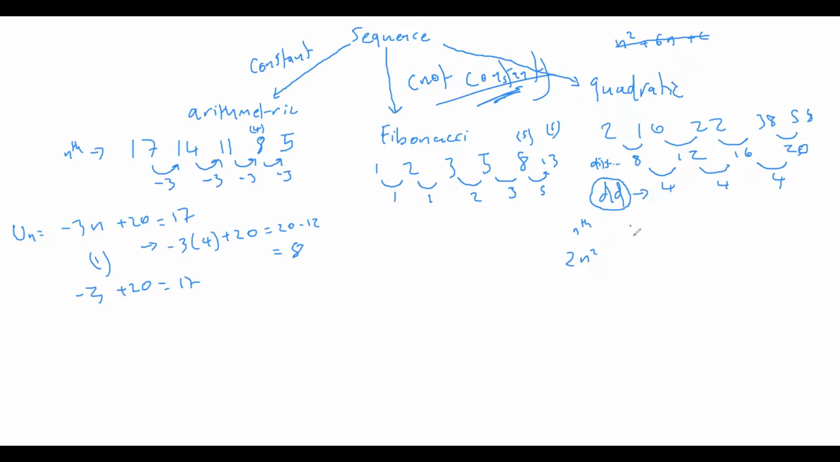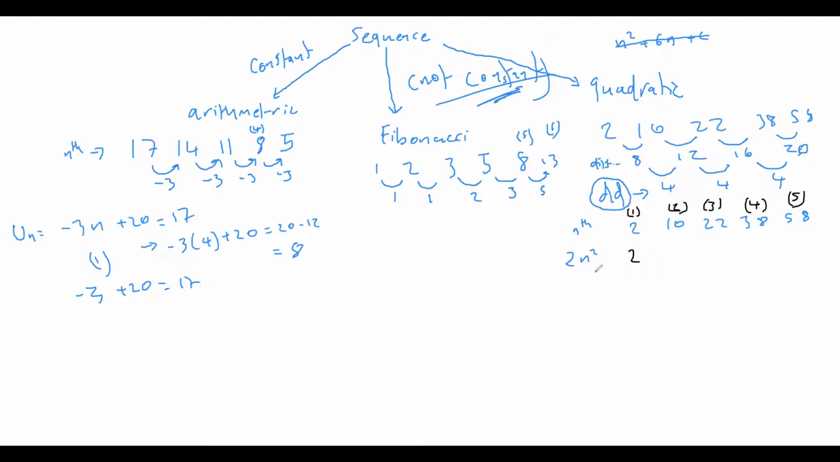So let's write down the sequence again: 2, 10, 22, 38, and 58. Because this is the first term, second term, third term, fourth term, and then the fifth term, let's put 1 in here. So 1's going to give us what? It's going to give us 2. When you put 1 into here, 1 squared is 1, times by 2 is 2.